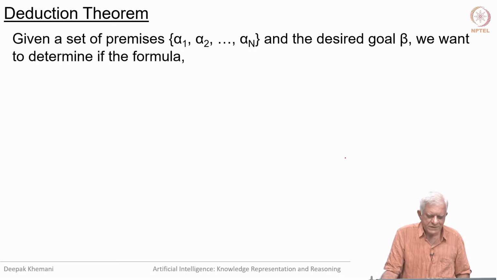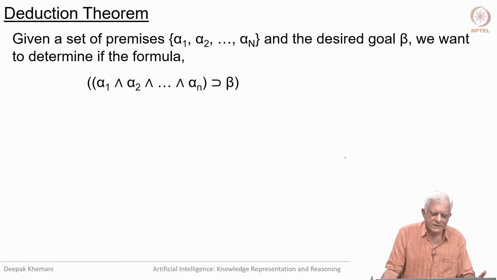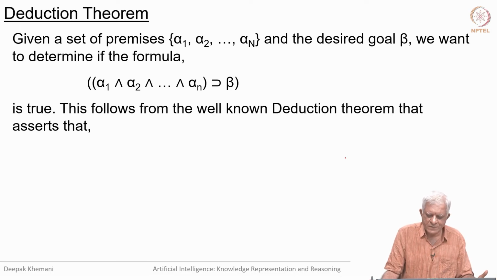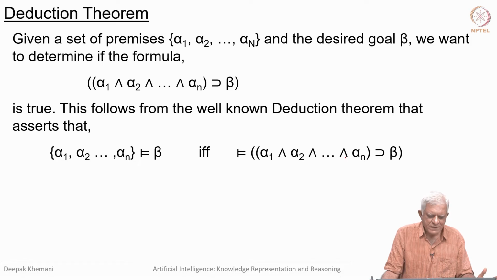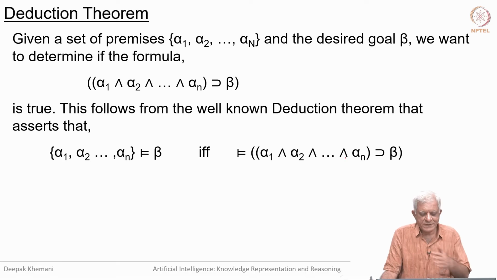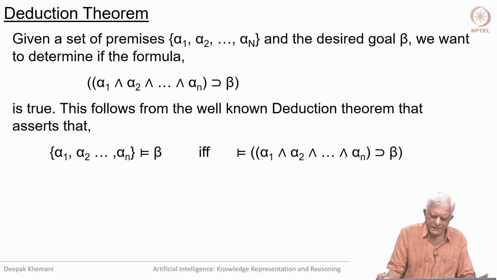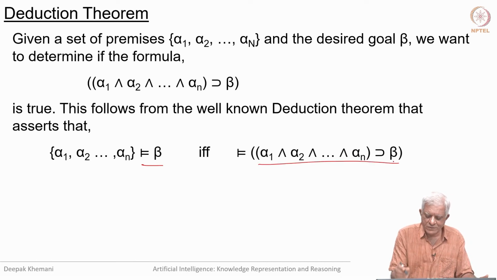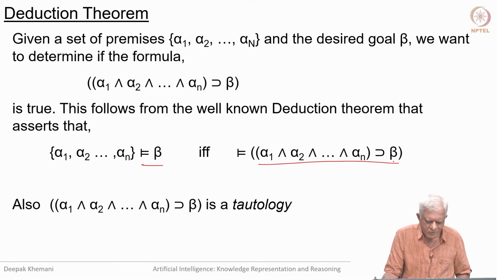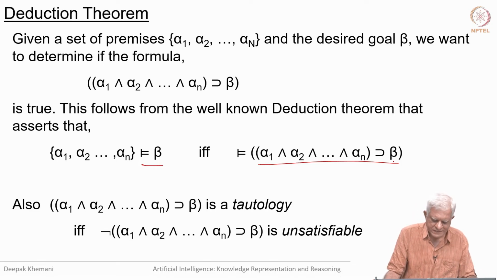Now, you might remember the deduction theorem. It said that given a set of premises alpha 1, alpha 2 up to alpha n and the desired goal beta, we want to determine if the formula alpha 1, alpha 2, alpha n whole thing implies beta is true or not. This follows from the deduction theorem, which said that if the premises entail the conclusion, then this formula should be a tautology. It is entailed by nothing, there are no premises for that essentially. And that is a principle that we are going to use again. We use it for the tableau method, and something similar we will be doing here as well.